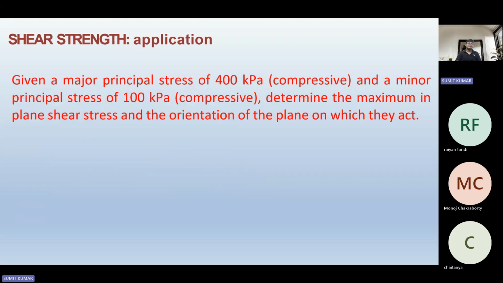This problem says that given a major principal stress of 400 kilopascal compressive and a minor principal stress of 100 kPa, determine the maximum in-plane shear stress and the orientation of the plane on which it acts. So I have already solved it, but just for understanding what it says, let me explain this.